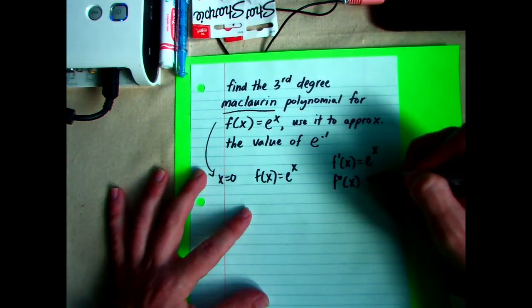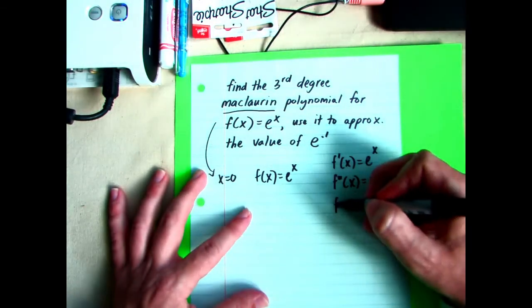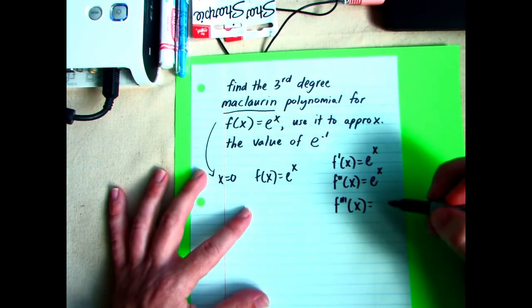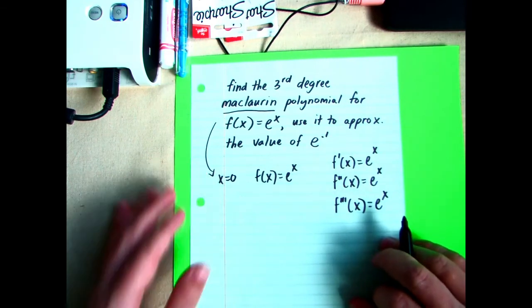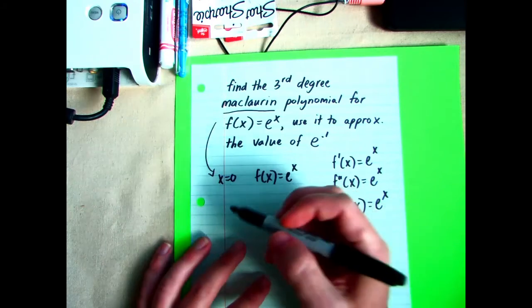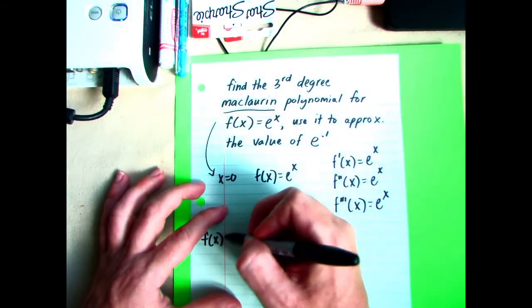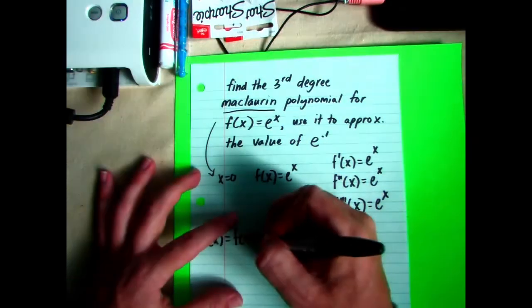If we're going to find third degree, I'm going to need 3 derivatives. Well, e to the x is pretty simple. My first, second, and third derivative are all e to the x. So that should make life a little bit easier for us. So with those derivatives in place, let's write out that Maclaurin polynomial.